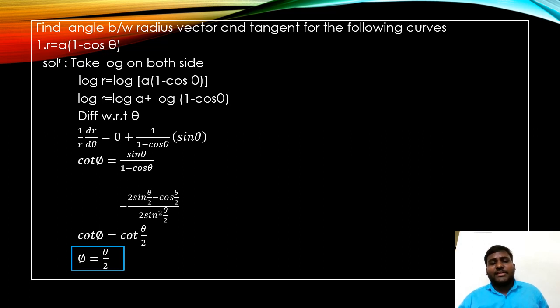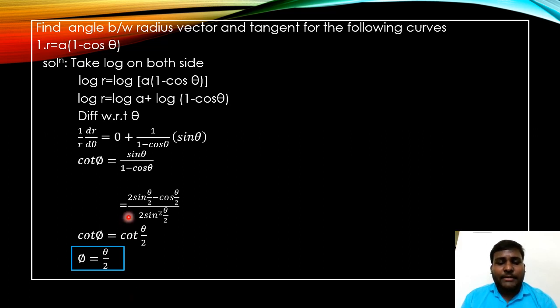Here the differentiation of constants like a will be 0, and differentiation of cos gives a minus sign, but here the term is with a negative sign, so it will be positive here. So simplifying it from the derivation, we will get cot phi is equal to 1 by r dr by dθ. So we are going to substitute cot phi here is equal to sine theta by 1 minus cos theta. We are going to apply the half angle formula to further find the angle.